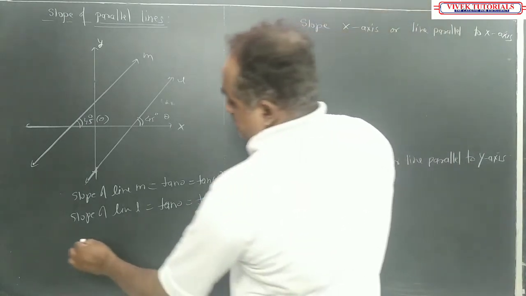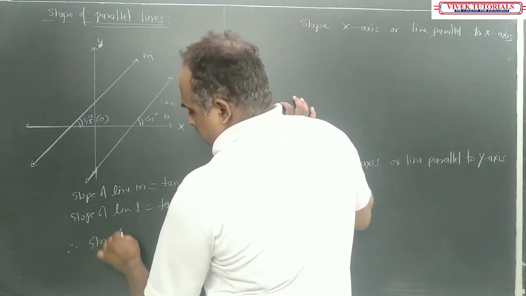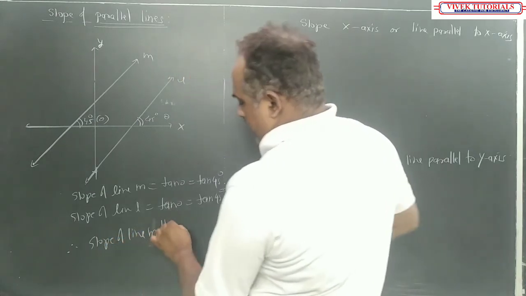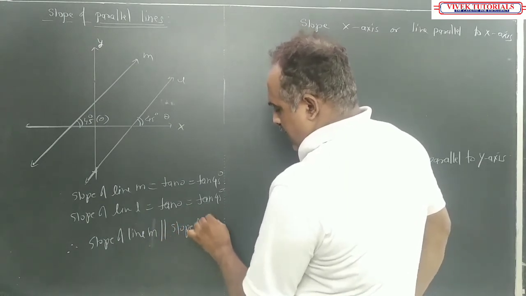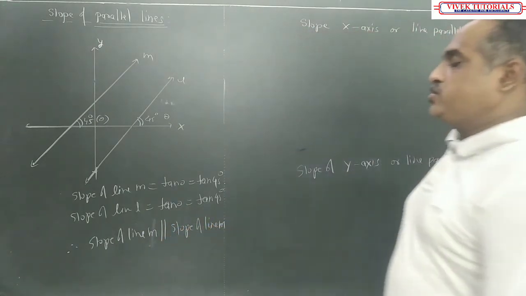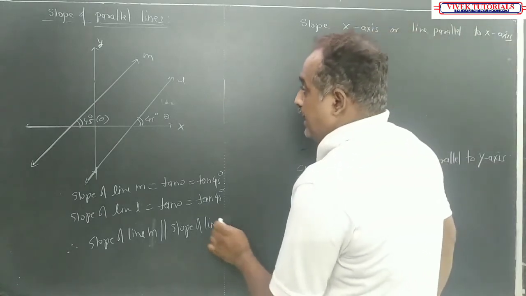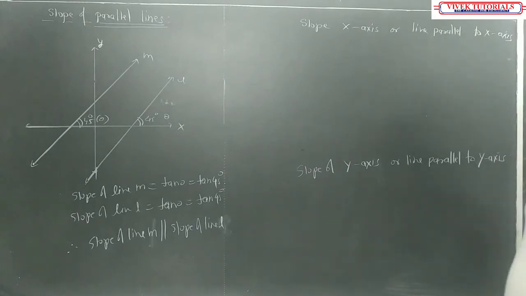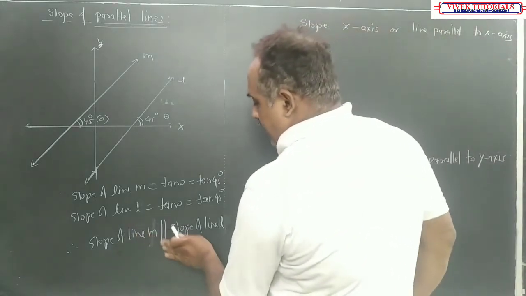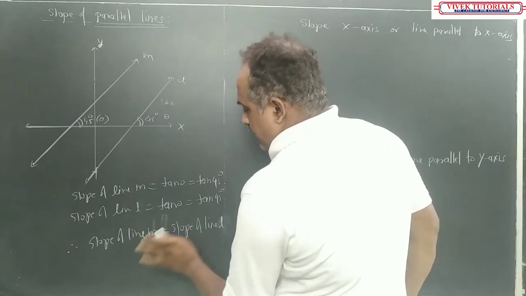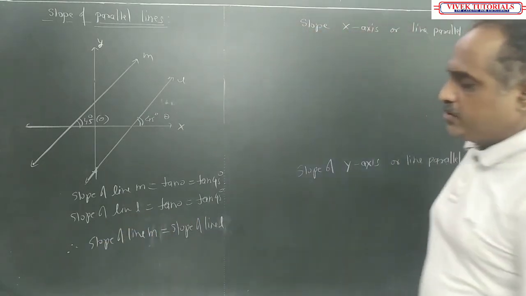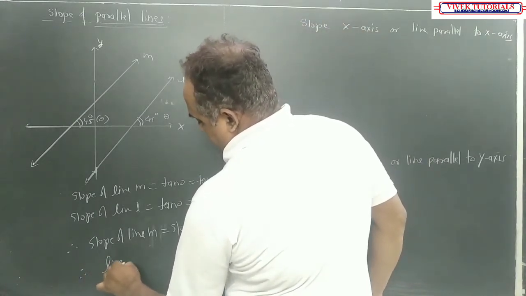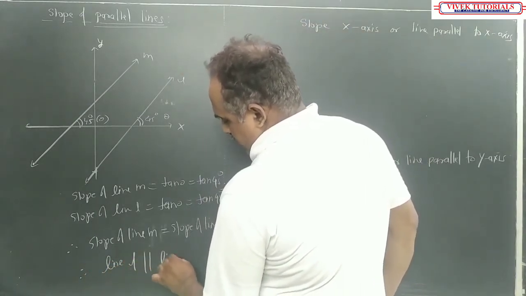Therefore, what can I write? Slope of line M is equal to slope of line L. These slopes are equal. So what can I say then? If the two lines are parallel, their slopes are equal. Slope of line L is equal to slope of line M. Therefore, line L is parallel to line M.